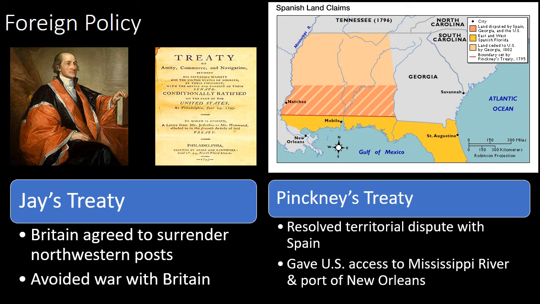A year later, afraid that the Jay Treaty meant the U.S. was drawing closer to Britain, Spain came to an agreement with the U.S., opening the lower Mississippi River and New Orleans to American trade without paying duties to the Spanish government. They also agreed that Florida's northern boundary was at the 31st parallel.